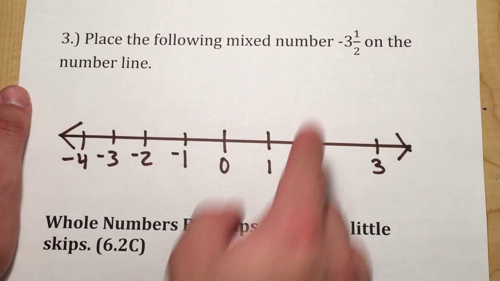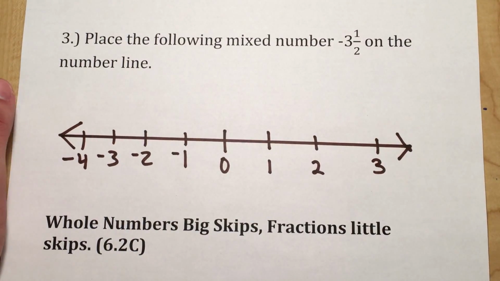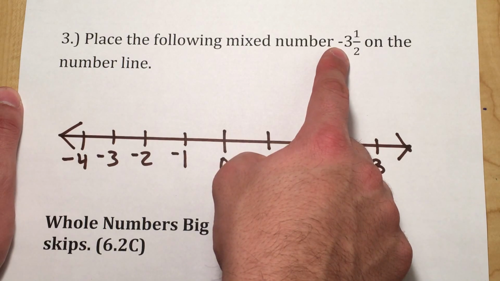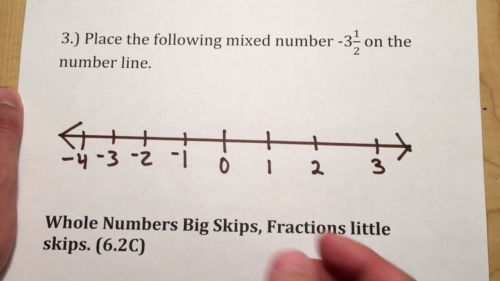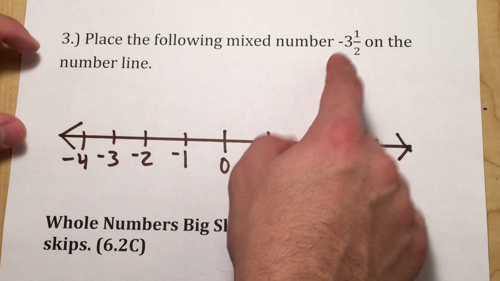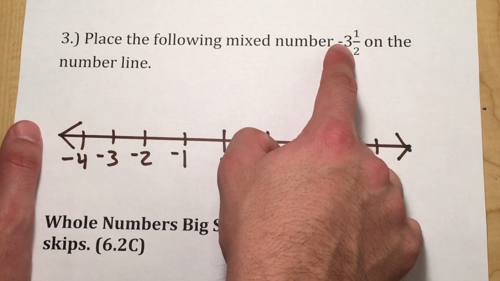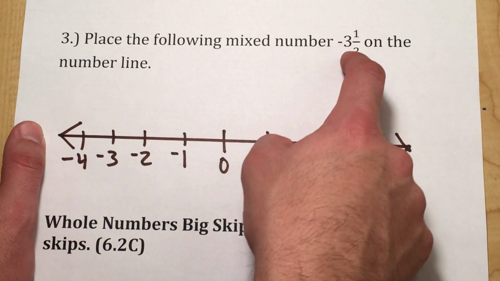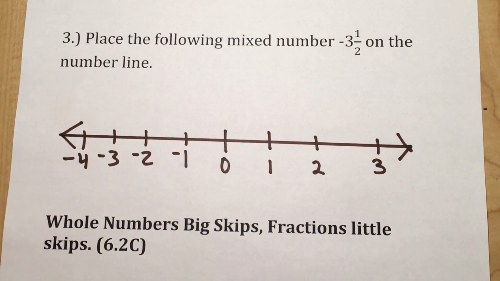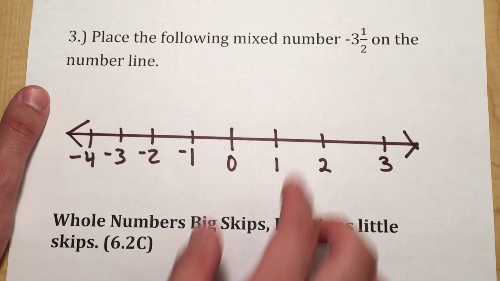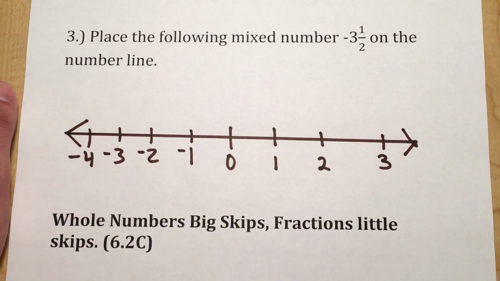So we're starting off with -3.5 right here. And I want us to understand this is a mixed number. A mixed number is a combination of a whole number. You guys see that 3? That big 3, that's a whole number. And the fraction of 1/2. We call them mixed numbers because we're mixing them together. We're putting a whole number with a fraction. And we have to place this on the number line here.